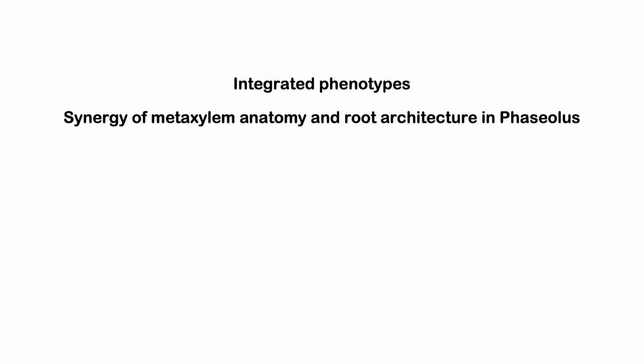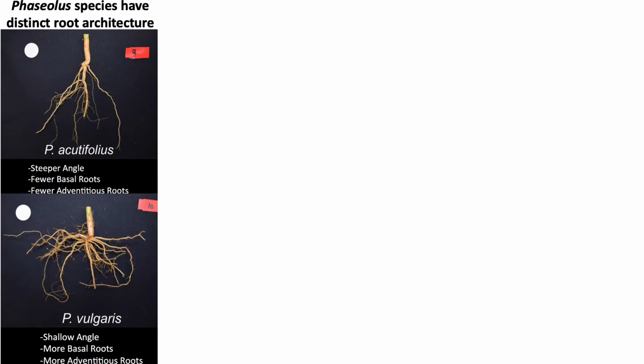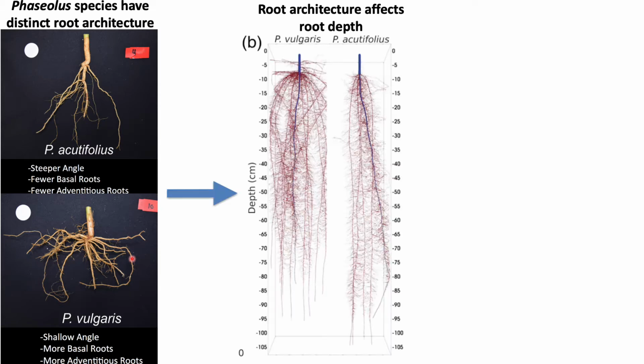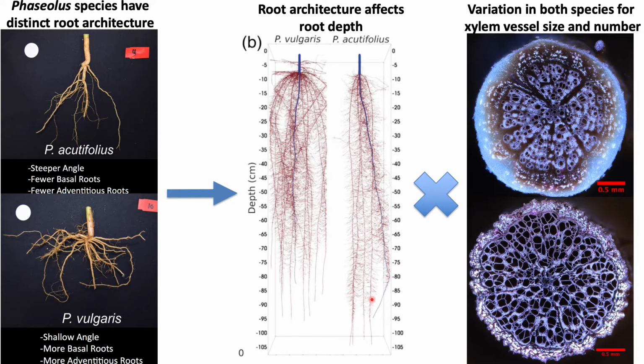I now turn to the second part of my presentation about integrated phenotypes. My first example is the synergy of metaxylem anatomy and root architecture in Phaseolus. This research was led by Chris Strock. Phaseolus acutifolius, tepary bean, is adapted to drier environments than its close cousin Phaseolus vulgaris, the common bean. Acutifolius has root architectural phenotypes that make it deeper rooted than vulgaris, but both species show large range in xylem conductance, as shown here.